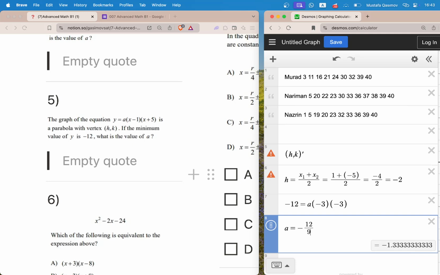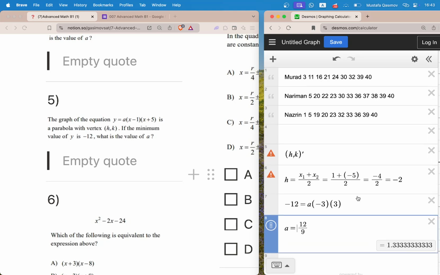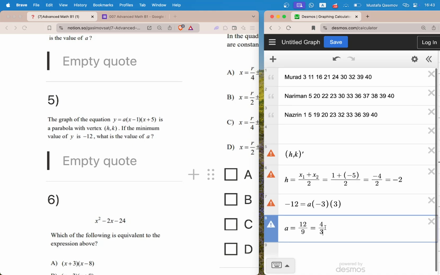Nariman and Nazrin, did you understand? Nariman, I think you wrote 12 over 9, that's why it was not correct. No, it has to be positive, maybe we made a mistake here. Oh, it is positive 3. Okay. You wrote, Nariman, negative 12 over 9, that's why it wasn't correct. And if you write 12 over 9, it's also not correct. You have to do elimination here, 4 over 3.